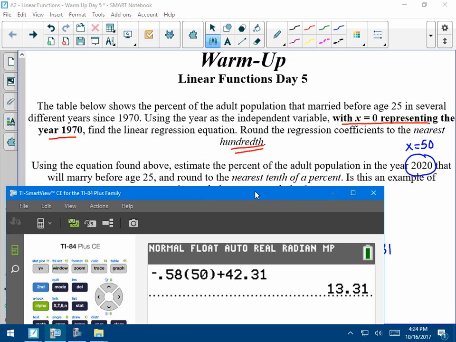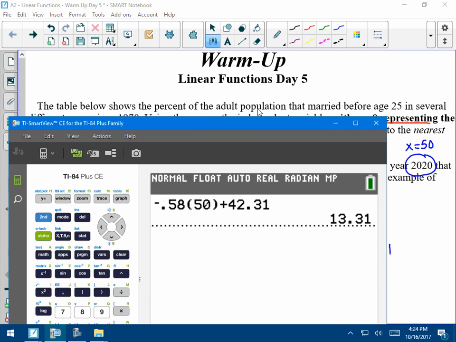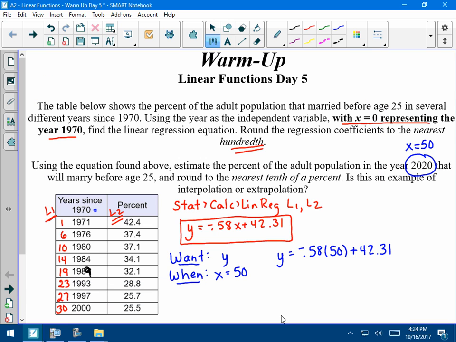13.31. Now watch the rounding again. It said nearest tenth of a percent. So 13.3%. So according to this model, only 13.3% of people will marry before the age of 25 in the year 2020.